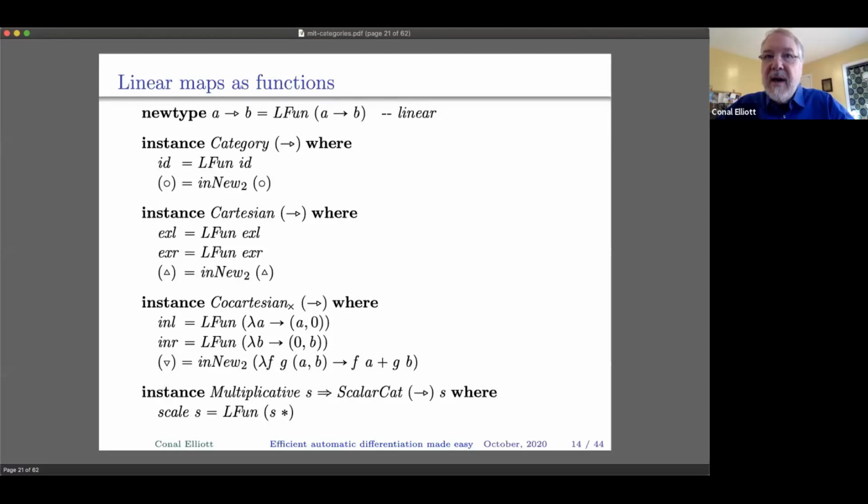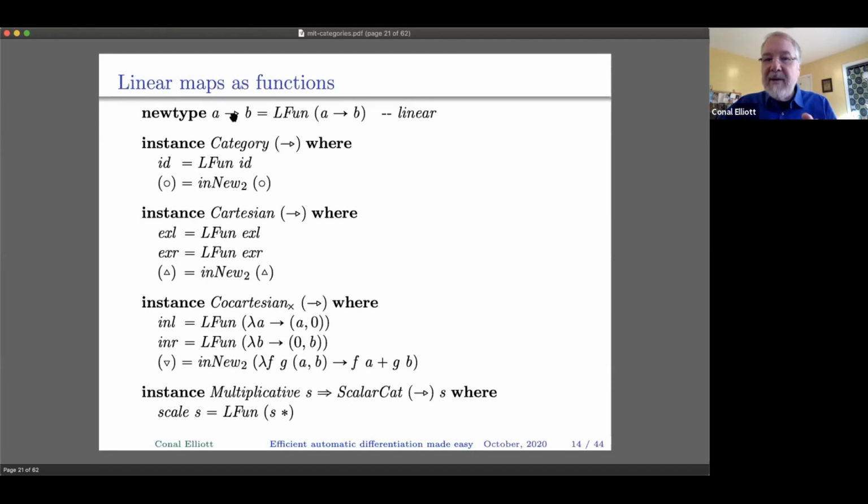It's important because the usual choice that people make for representing linear maps does not give you a correct, efficient, elegant algorithm for automatic differentiation. But if you choose a different representation, you do get one. So here I'm going to go backwards and say this is a representation of linear maps as functions. This is kind of where we started.